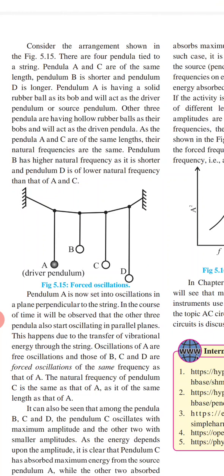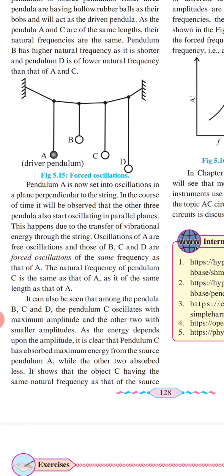The other 3 pendulums are different. They have hollow rubber balls as their bobs. A and C are of the same length, so their natural frequencies are the same. Pendulum B is shorter, so it has a higher natural frequency, and pendulum D has a lower natural frequency than that of A and C. Because B's length is very low compared to A and C, and pendulum D's length is high, the frequency of B is higher compared to D.